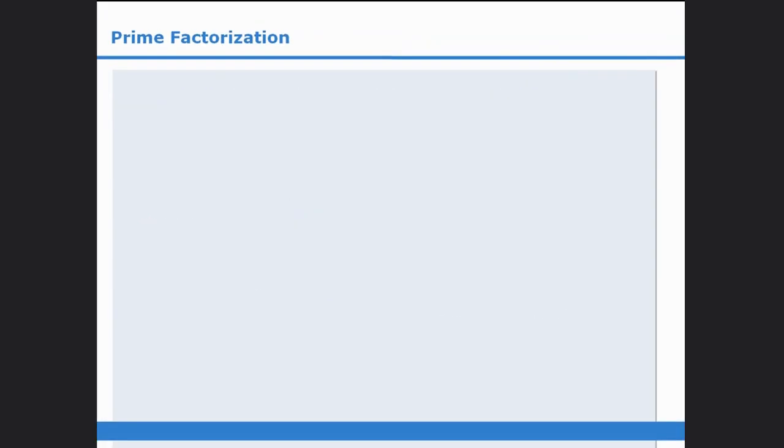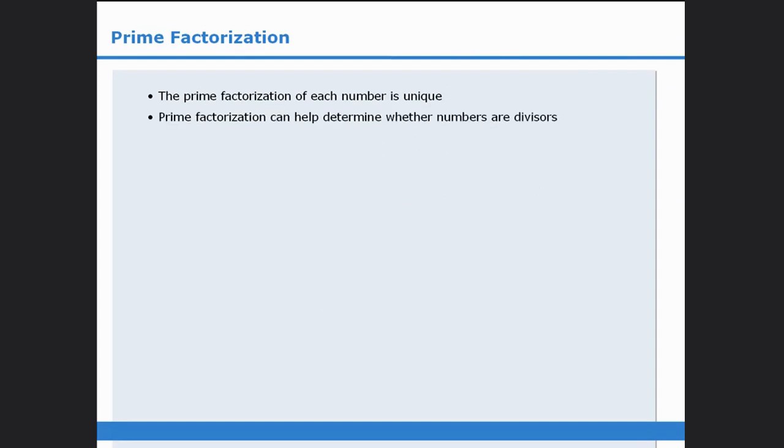So, to summarize, the prime factorization of each number is unique. The prime factorization of a number can help us determine its divisors, and if some number k is hiding in the prime factorization of a number, then k must be a divisor of that number.